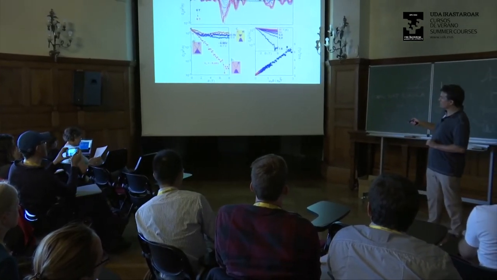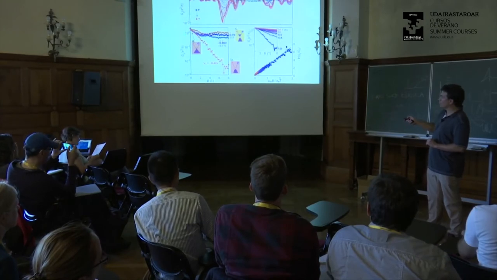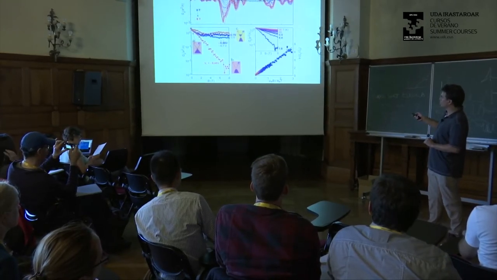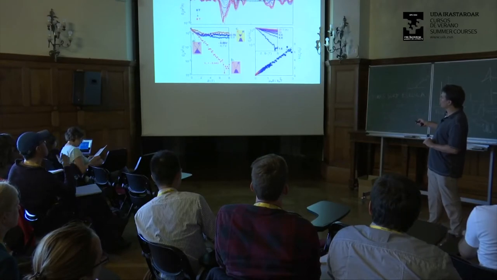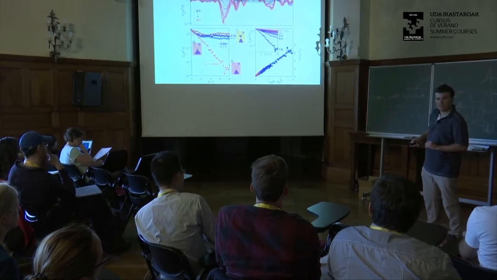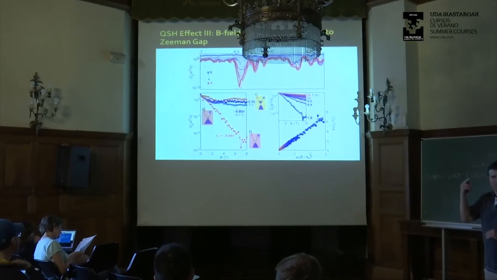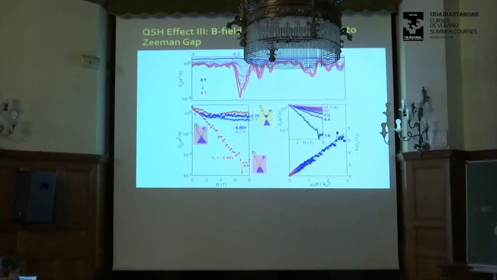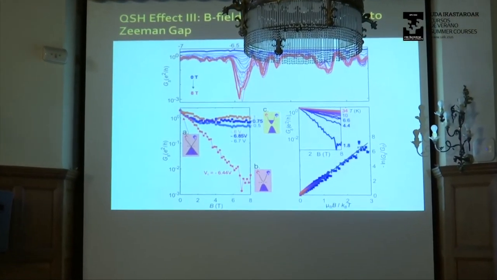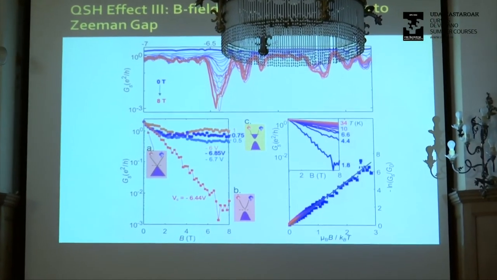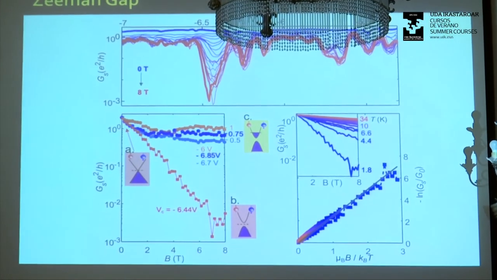So the thing that we can do now is, okay, you can take this trace and now look at the temperature dependence. This is the temperature dependence. Okay? It turns out you can collapse all these curves by looking at the log of the conductance versus mu B over KBT. All of the curves collapse into a single curve that gives you the G factor for the edge states of the topological insulator, okay? Which in this case happens to be about 5, the G factor for the one-dimensional edge states.